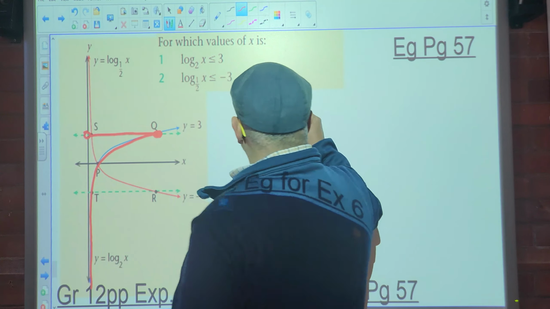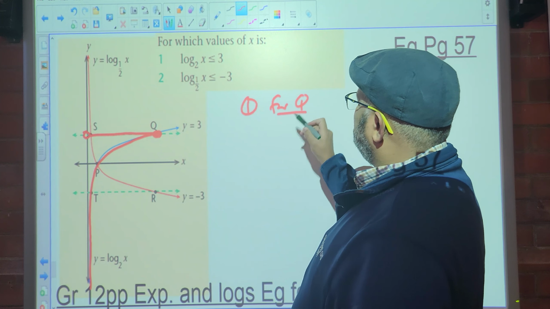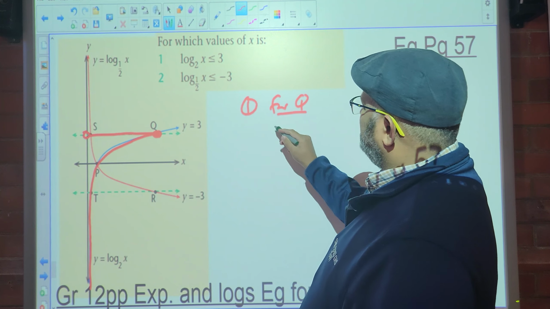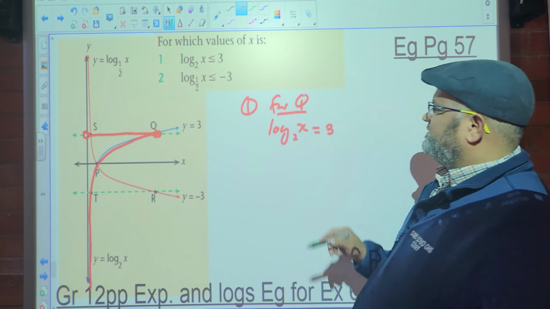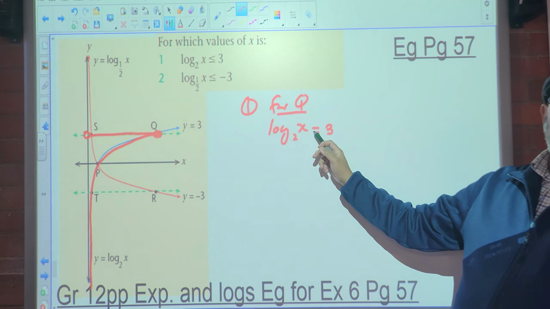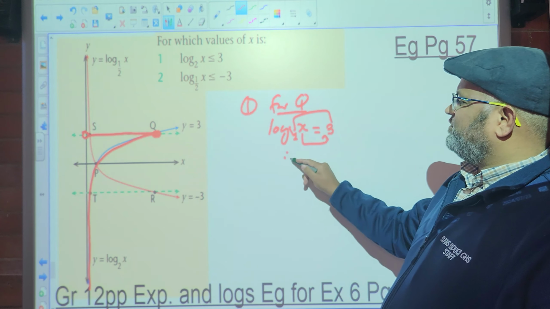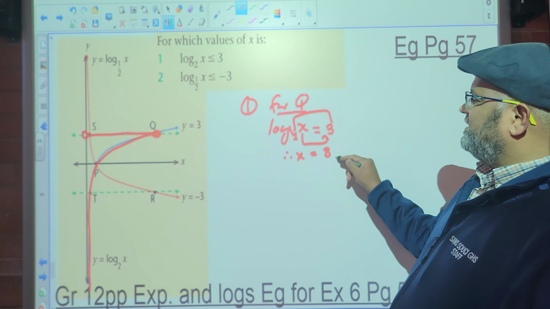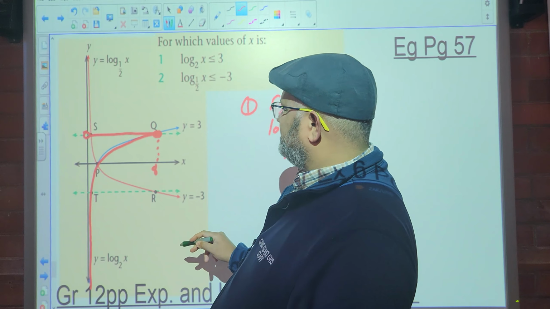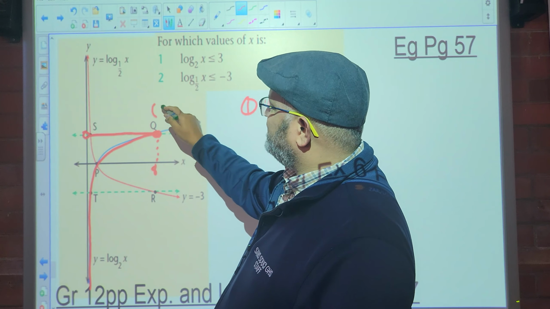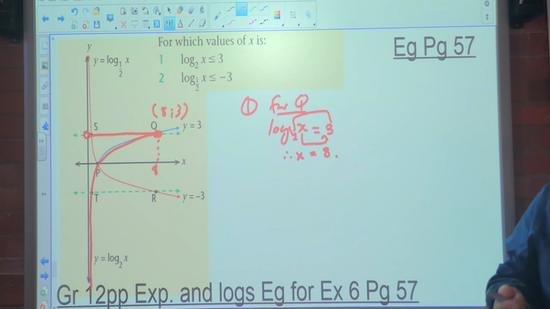Okay. So to solve for Q, I just say log x base 2 is equal to 3. I'm solving for x now. So what do I do? I put that onto the 2 and x on its own. Therefore, x is equal to 8. So the x value of that is 8, or the coordinates of Q are 8 and 3, whichever way you look at it.